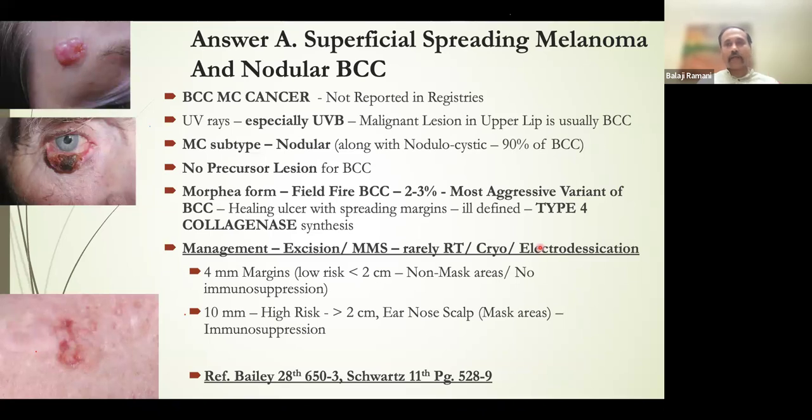We already saw regarding the Gorlin syndrome of inherited BCC. We saw the subtypes, nodular, nodular cystic. You can get the superficial spreading type. You can get your morpheaform type. All these are the rarer types, but the nodular and the nodular cystic are the common types, where the margin is 4 millimeter for small, low risk lesions and 1 centimeter for high risk. High risk is what? More than 2 centimeters, anything in the mask areas, and anything where there is immunosuppression. So these are the management points as far as BCC is concerned.